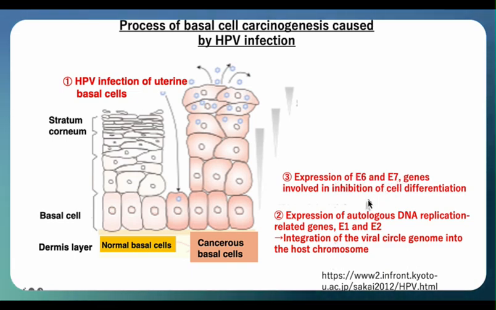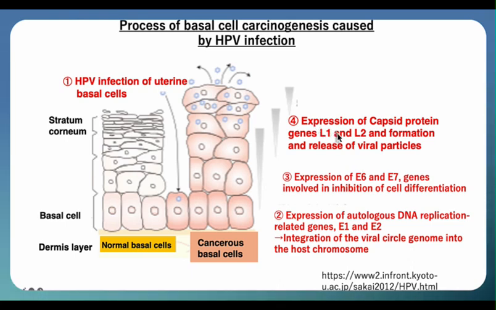Subsequently, it expresses the E6 and E7 genes involved in suppressing host cell differentiation and promoting carcinogenesis. Despite these genes' expression, as the infected basal cells differentiate over time into the non-dividing stratum corneum, the virus expresses the L1 and L2 capsid protein genes essential for viral particle formation, assembling viral particles within the host cells and releasing them to neighboring cells. The released virions can then reinfect basal cells through wounds or abrasions, perpetuating this cycle.